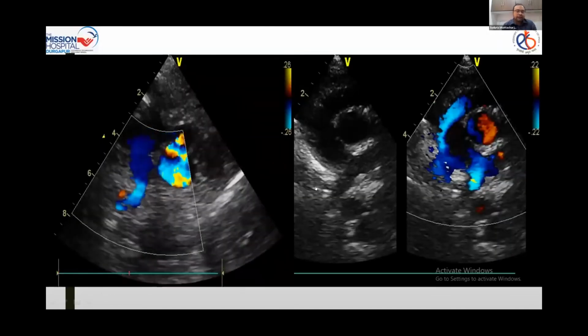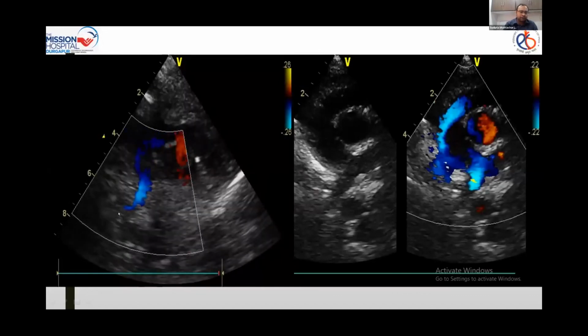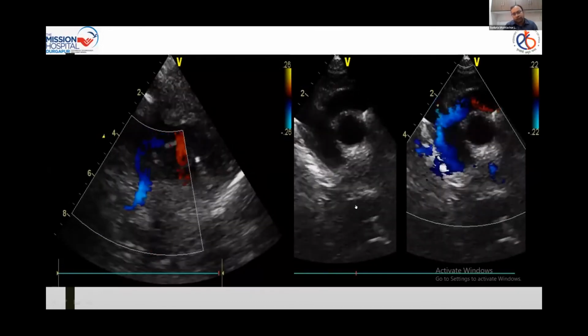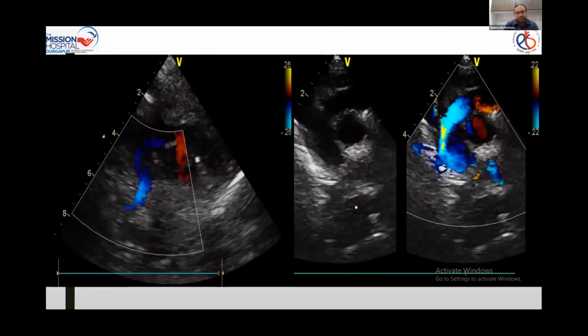So these are the echo pictures, of which the left one shows the echo prior to thrombolysis, and the right one shows the echo on follow-up where good flows into the LPA may be appreciated.